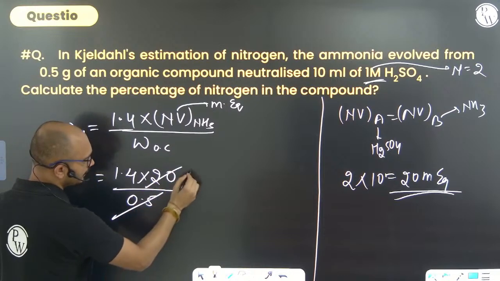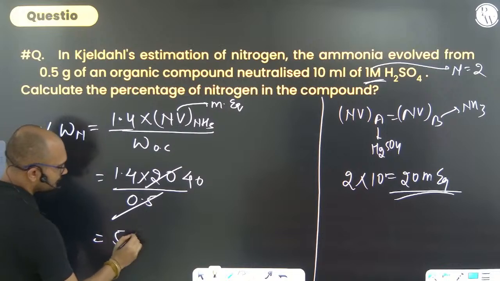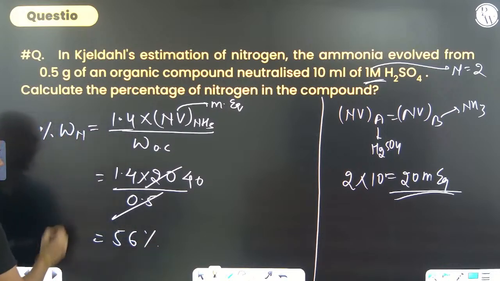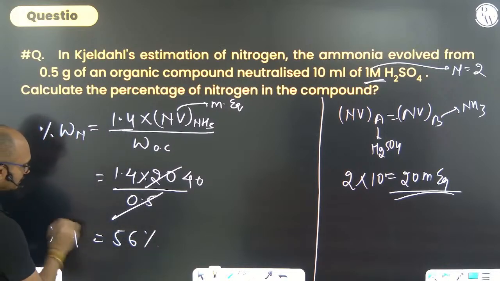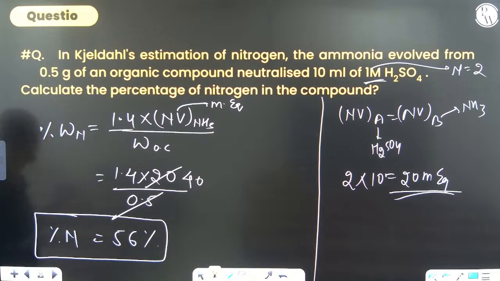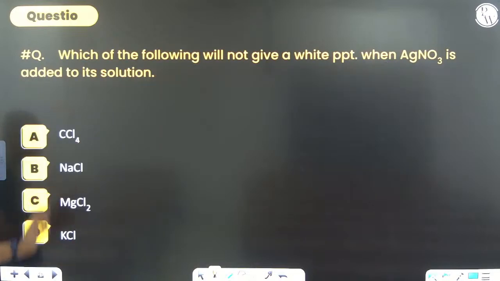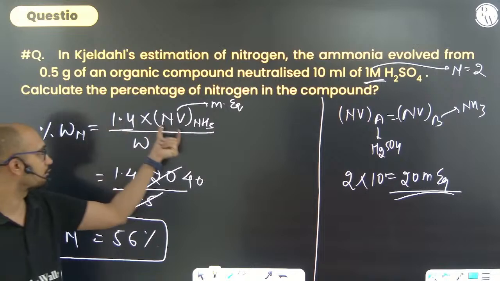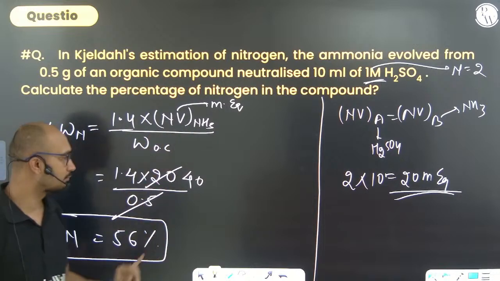Cancel karo. It is 40. 40 into 1.5, that is 56%. So mass percentage of nitrogen is 56%. Any doubt? That is how you can solve such questions. Not a big deal. Formula हमेशा याद रखो: 1.4 into NV of ammonia divided by the mass of organic compound.